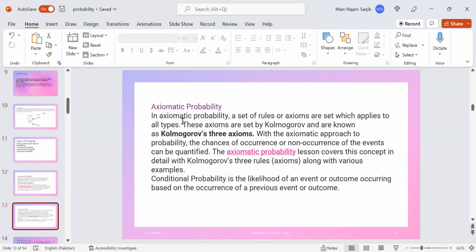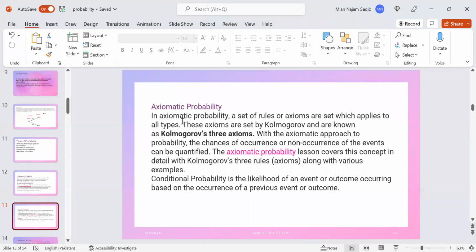Axiomatic probability is a set of rules or axioms which apply to all types. These axioms were set by Kolmogorov and are known as Kolmogorov's three axioms. With the axiomatic approach to probability, the chances of occurrence or non-occurrence of events can be quantified.